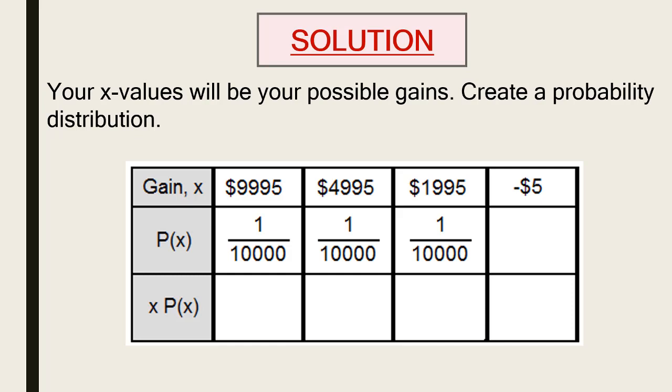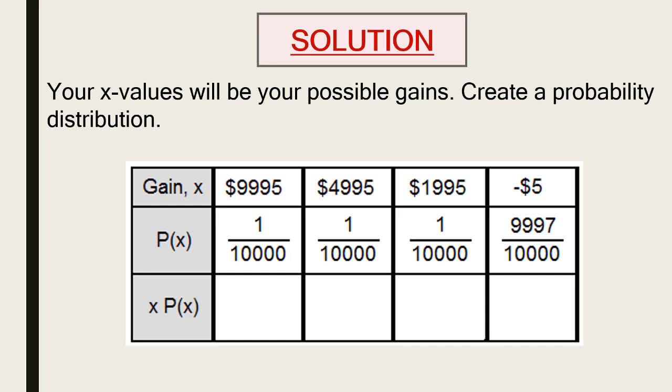So as you can see from the table that we've set up so far, 3 tickets are winners. There were 10,000 tickets sold. So that means that there were 9,997 losing tickets. So the probability that you bought a losing ticket is 9,997 out of 10,000.